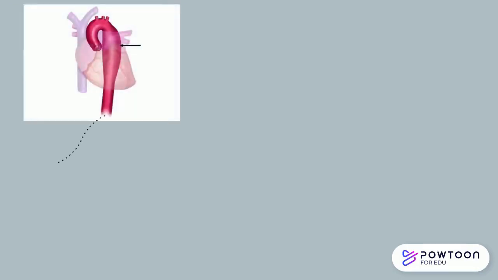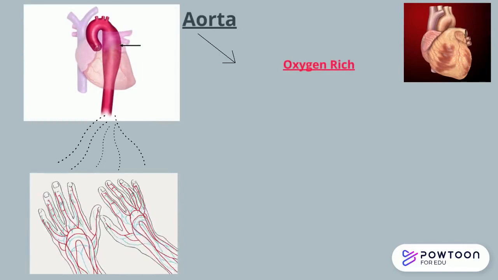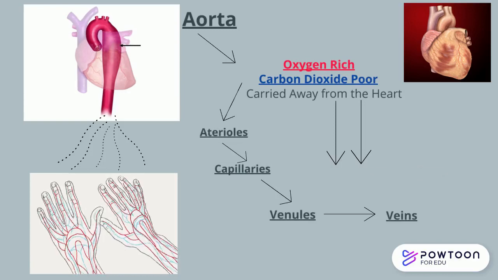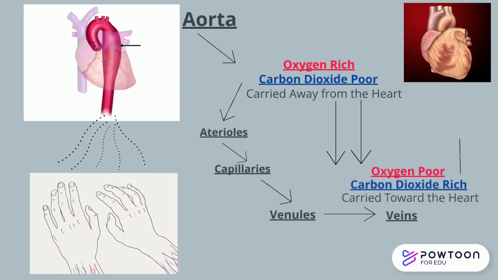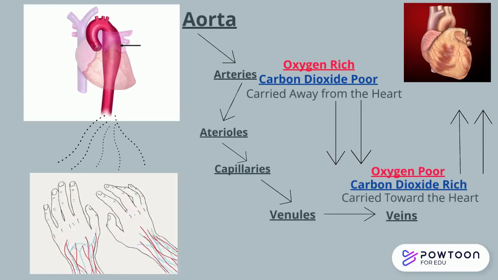The aorta then branches into arteries, which carry oxygen-rich and carbon dioxide-poor blood away from the heart. Then those will branch into arterioles, and then into capillaries, and then from capillaries to venules, and venules to veins, and the veins will function in carrying oxygen-poor and carbon dioxide-rich blood back to the heart.